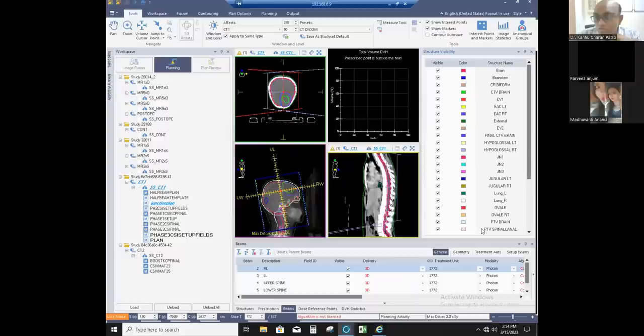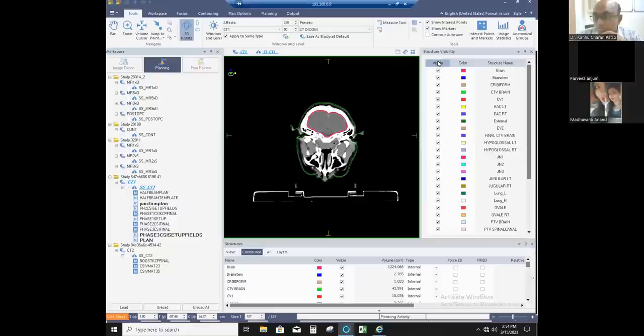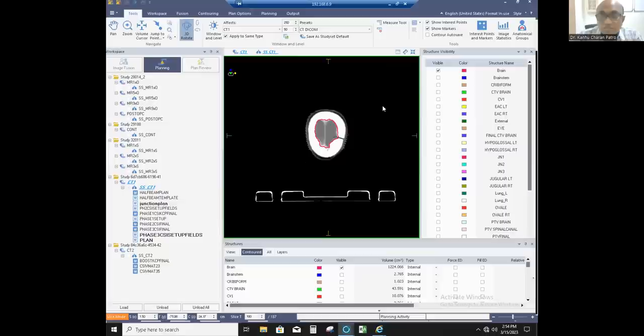As I told, you have to contour the whole brain. You see the contour of the whole brain. This is a patient of supratentorial tumor, but it is not a medulloblastoma. That's why you also require a scan. You have to contour the whole brain.